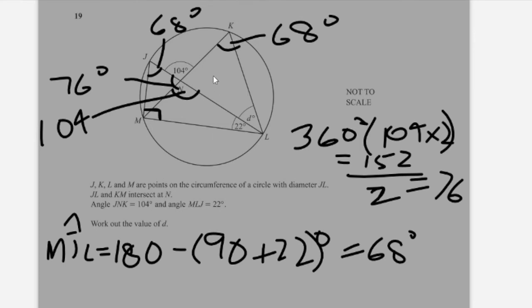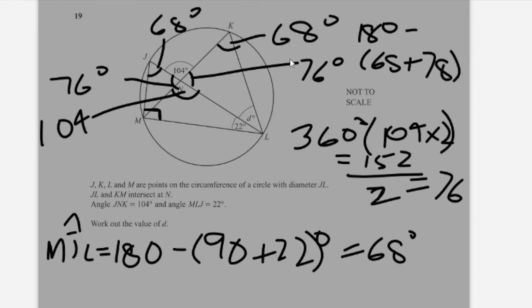Alright, so now we have another triangle over here, KNL. And since we know this one is vertically opposite to the other one, this would also be 76 degrees. So we can now find out the value of T by subtracting the sum of 68 and 76 from 180. That would mean 180 minus 68 plus 76, which is equal to 36 degrees. So angle T is 36 degrees.